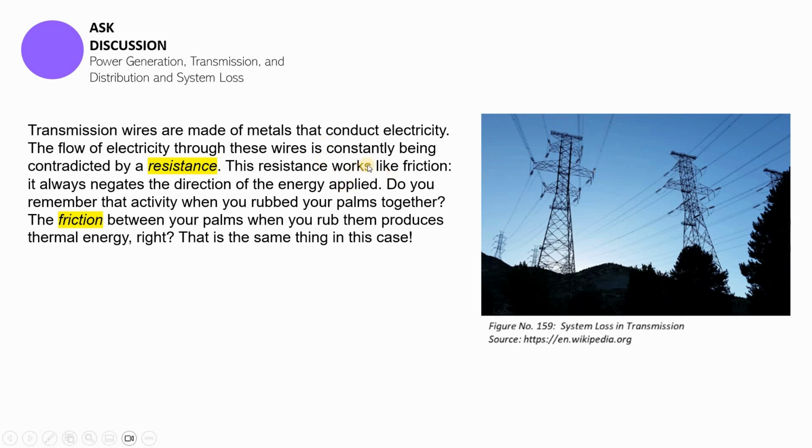Now, this resistance works like friction. It is always negating the direction of the energy applied. So kung halimbawa yung flow ng electricity is going towards north, yung resistance within those yung metal is going towards south. Kumbaga, that's how it always works within there.